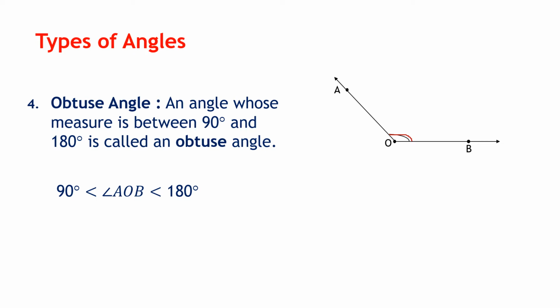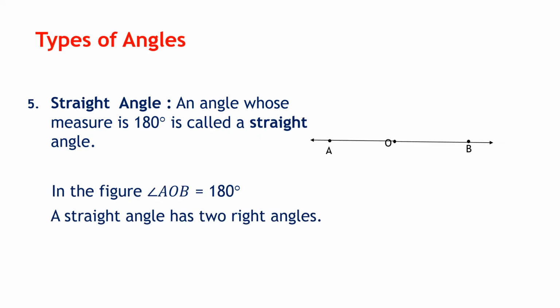The next one is a straight angle, an angle whose measure is 180 degree. A straight line has an angle of 180 degree. If I draw this, it will be something like this. In a straight angle, ray OA and ray OB are exactly in opposite directions, making a straight line. AO and OB are in opposite directions, making a straight line.